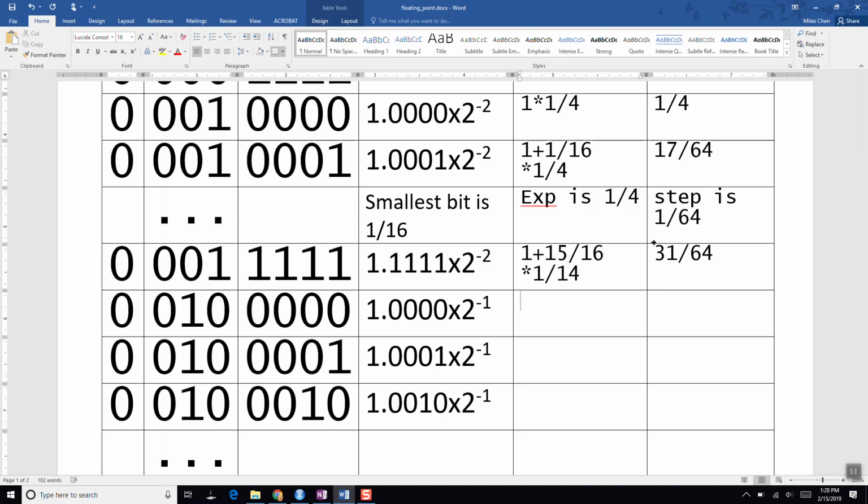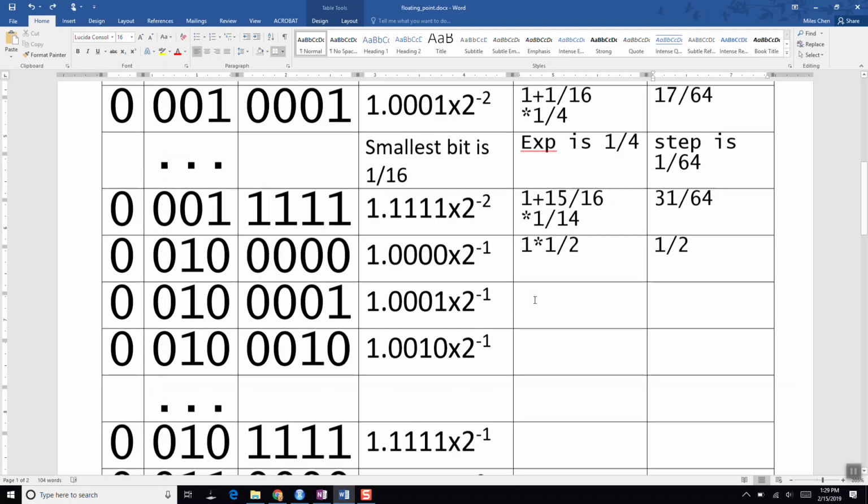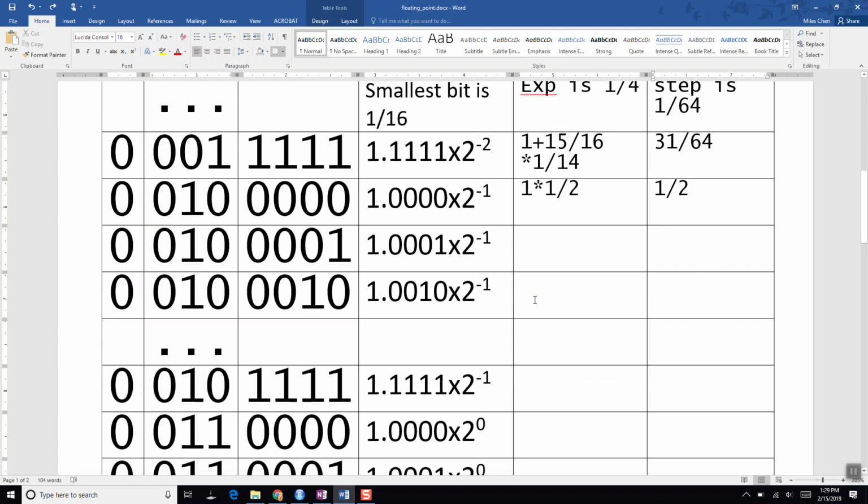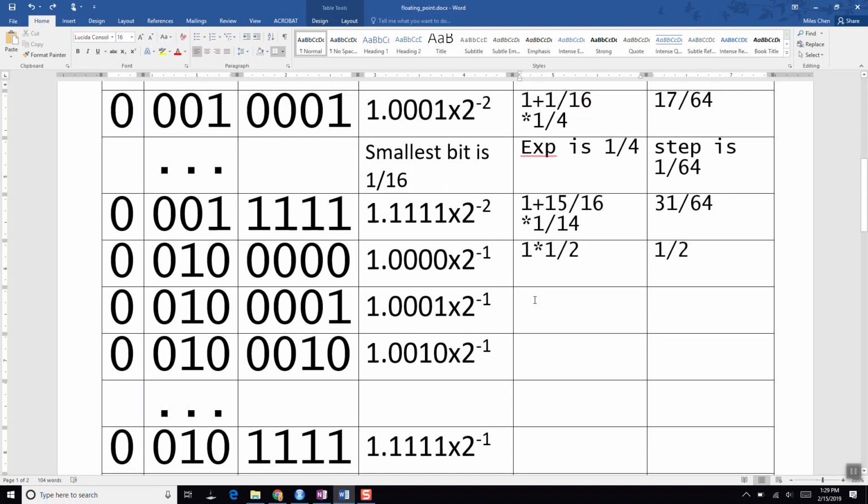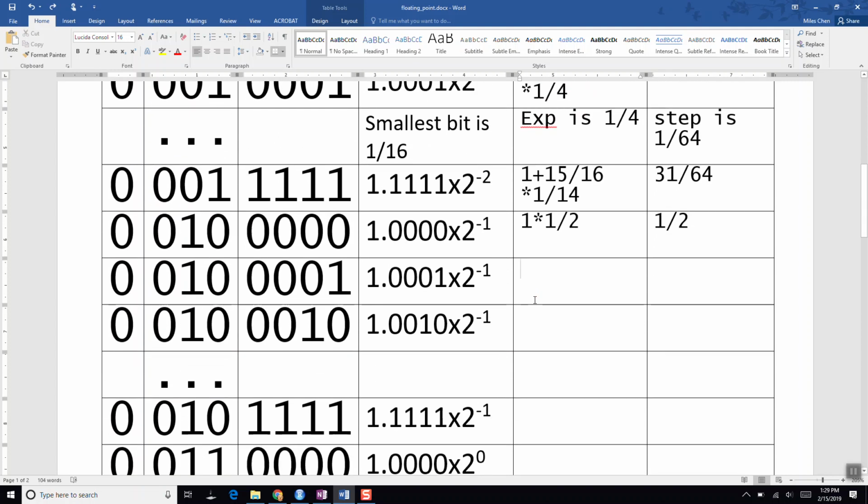And then I get to here, and what do I have? I have 1 times 1/2, and I get 1/2, or 32/64. And this is what I believe to be the beauty of the floating point number system. What is this next value?